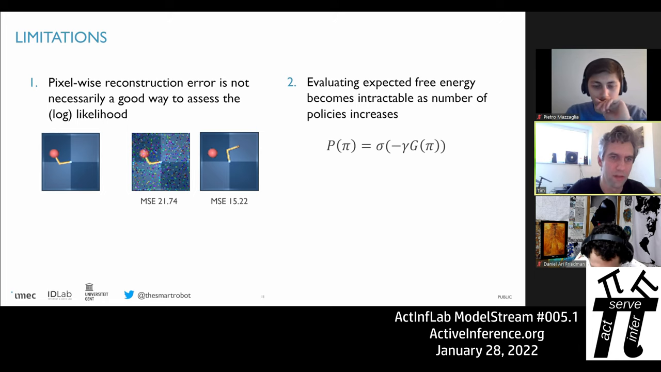So for example, if you have the left image and you want to assess how similar an image is to that one, we have two examples here on the right, and you can see that the same image with some salt and pepper noise is actually scoring worse in terms of mean squared error than an image where the two-joint arm is actually incorrect. So although in terms of behavior, the left one is better, in terms of mean squared error, the right one is better. So that's, of course, problematic if you want to control the arm towards the goal.